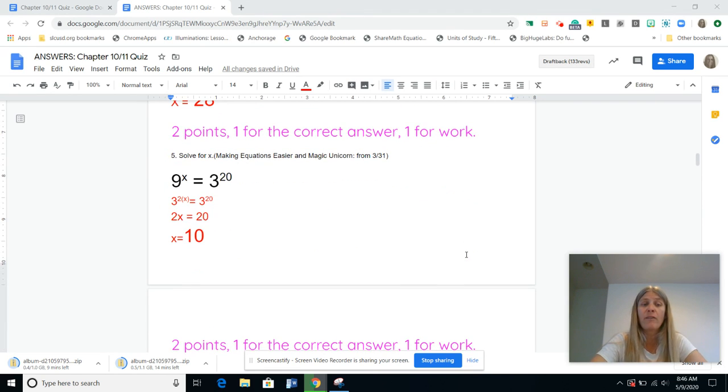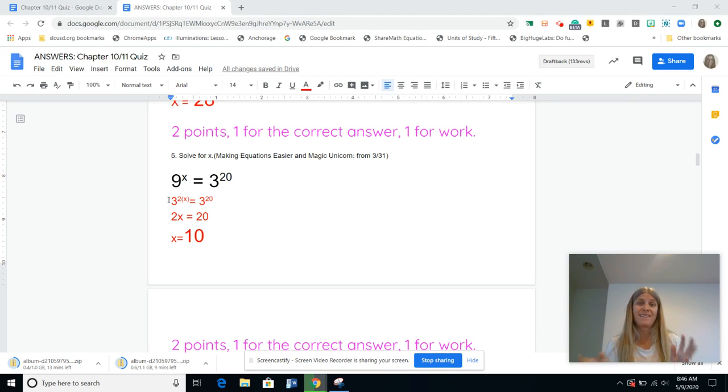Problem number 5, we are solving for x. This is our magic unicorn. So the first thing that we need to do is make sure that those bases are the same. So we look for the smaller one, which is 3, and see if we can rewrite 9 as 3. And of course we can. So we have 3 squared, and then we put whatever was up there in parentheses. So we have 3 to the 2x power equals 3 to the 20th.